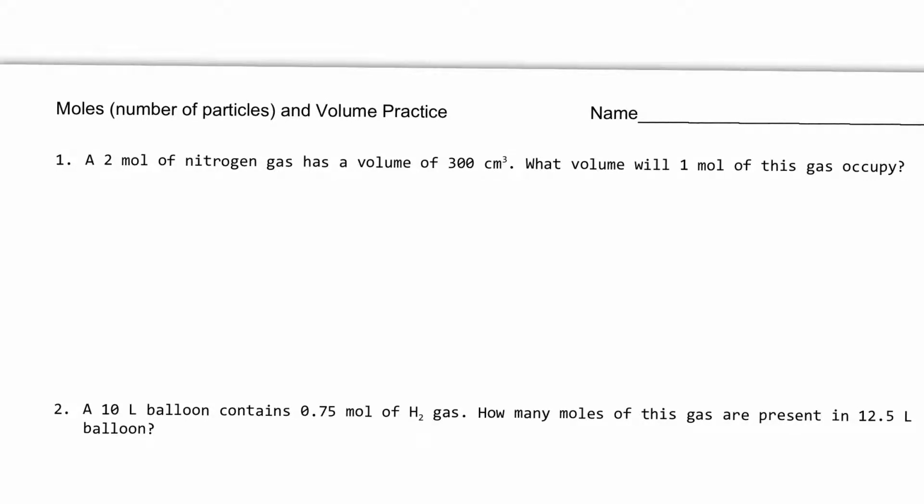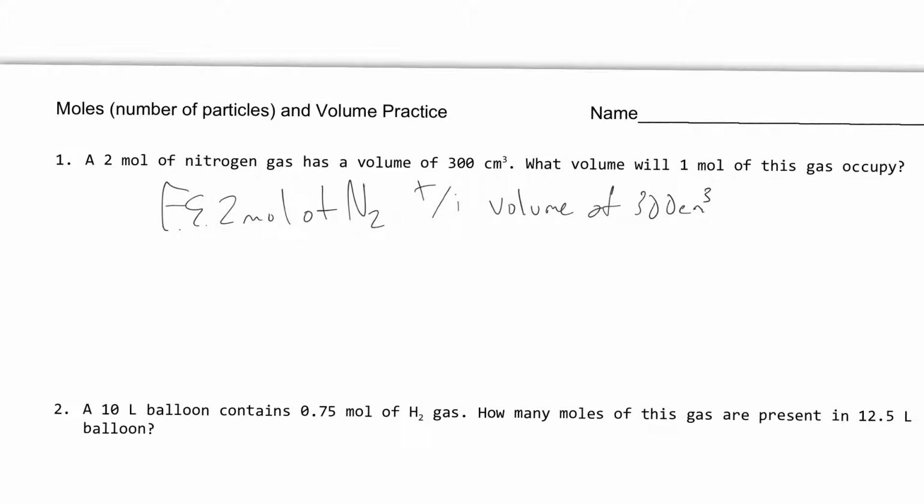Okay, this is the mole volume practice tonight. So we've got 2 moles of nitrogen gas. For every 2 moles of nitrogen gas, N2, there is a volume of 300 centimeters cubed. And we know if we only had 1 mole, how much space would that take up? So we've got to divide by 2 here, divide by 2 here, and that is 150 centimeters cubed.